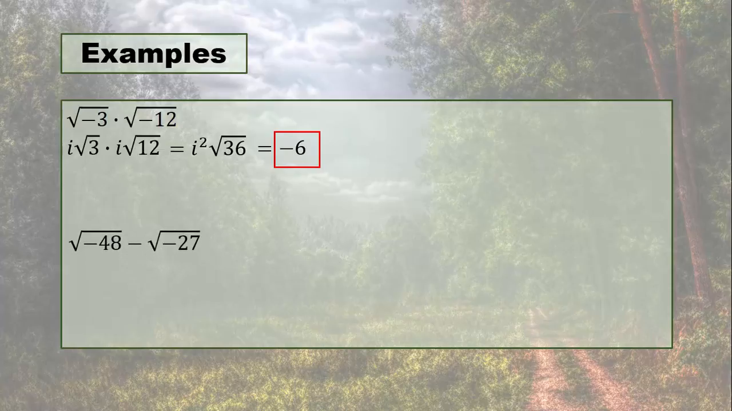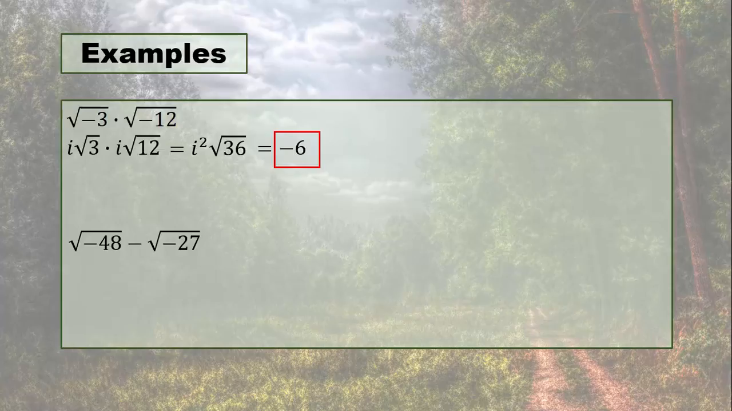All right, next one. The square root of -48 minus the square root of -27. Okay, remember, addition and subtraction means they have to be like terms. They do not look like they are like terms right now, but let's simplify them first. Okay, we can pull an i out of each of them.